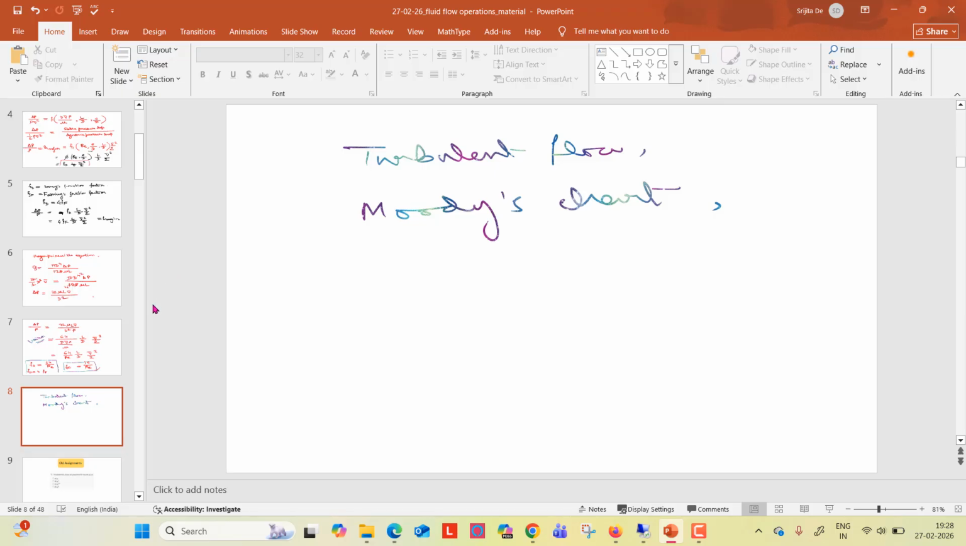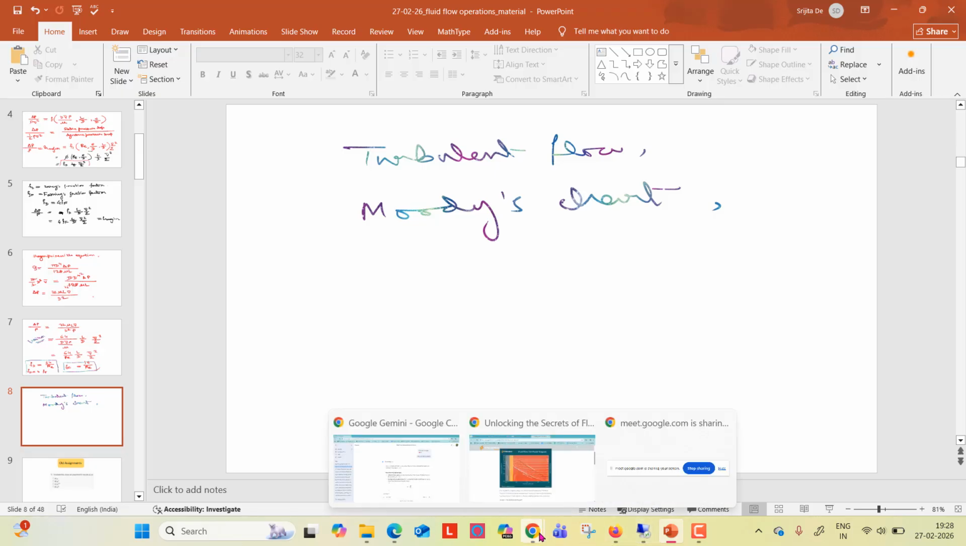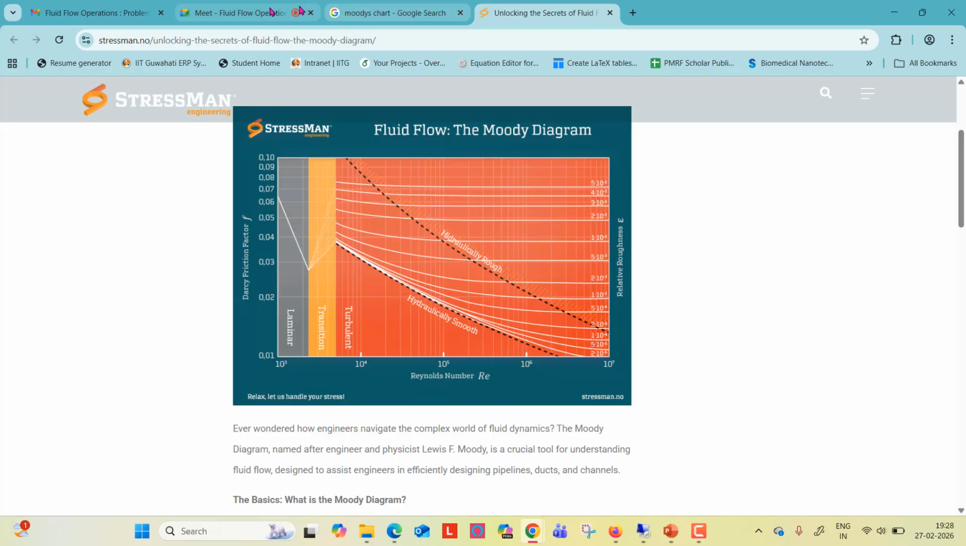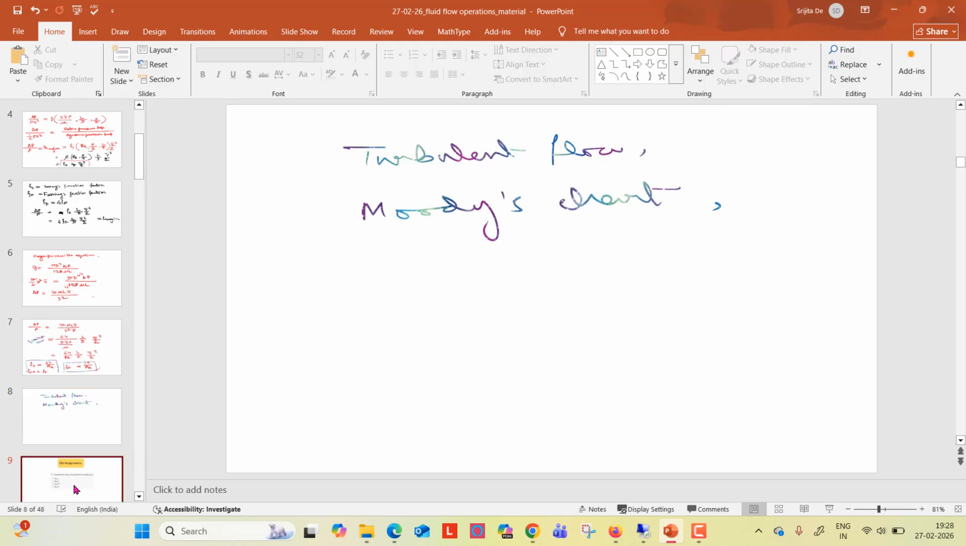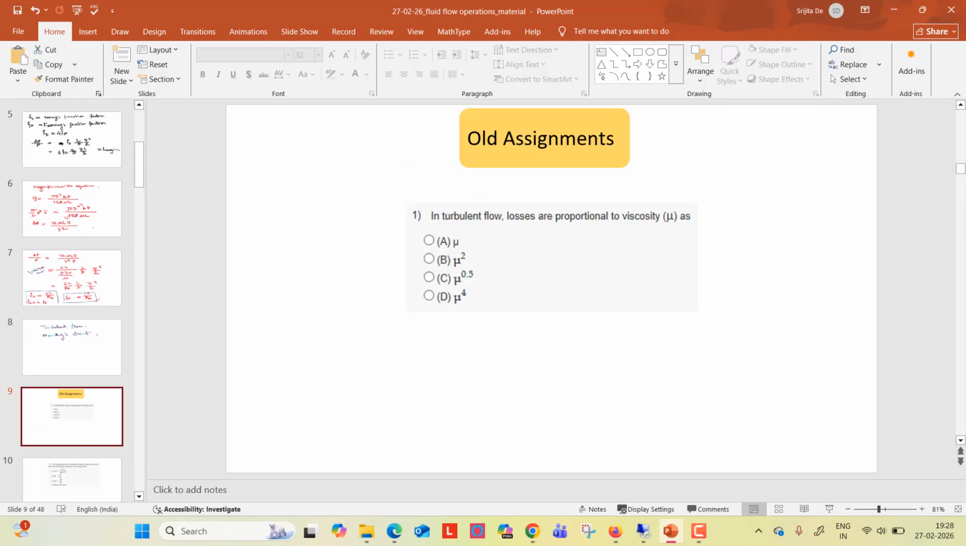So you have to remember what the friction factors are, and there are some empirical equations of friction factor, like the Moody's friction factor and the Fanning friction factor that sir has taught. These are some empirical equations. So while solving the problems of our assignments, we will go back to these equations. Okay. So let's start solving the questions.